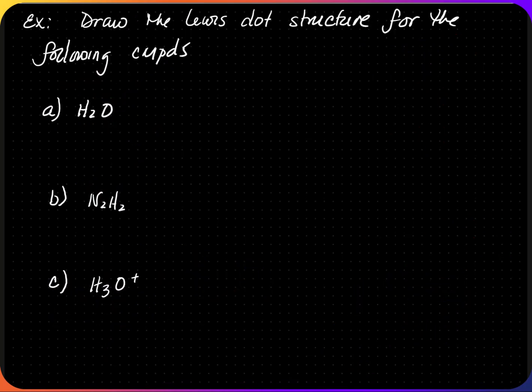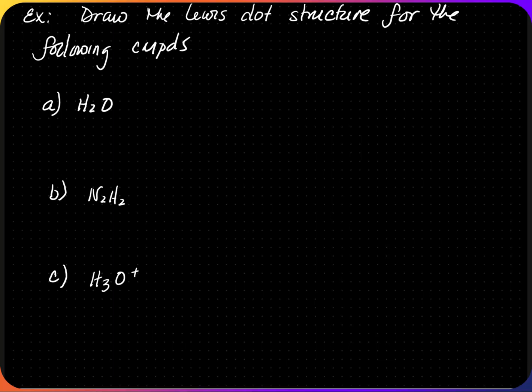Pause the video, draw the Lewis dot structure for the following compound, and then check your answers. Count the total valence electrons. There are 2 hydrogens, each with a valence of 1, plus oxygen has 6. This is a total of 8 electrons. The least electronegative element goes in the middle. However, hydrogen cannot be in the middle, so oxygen is going to be in the middle.